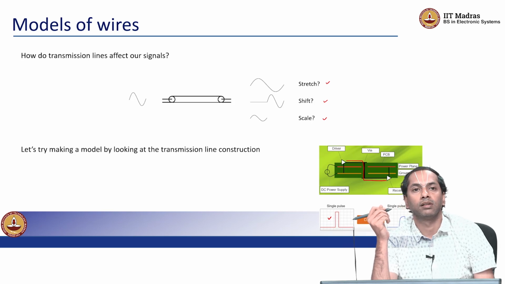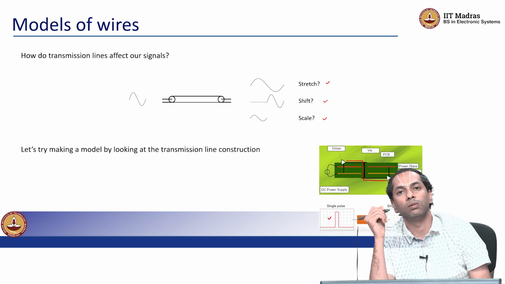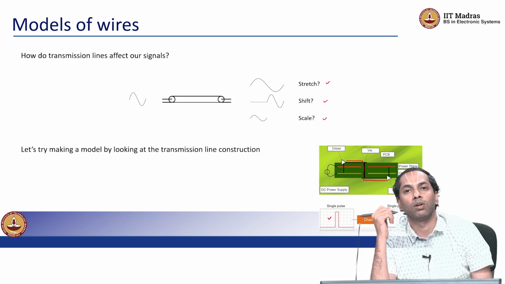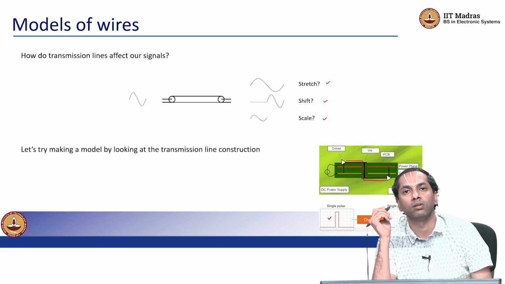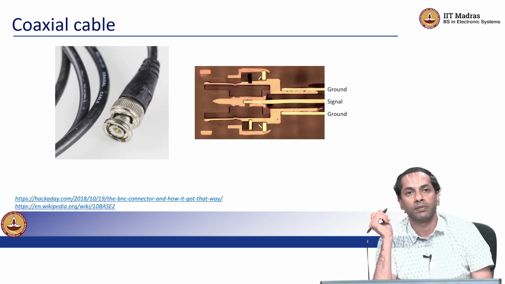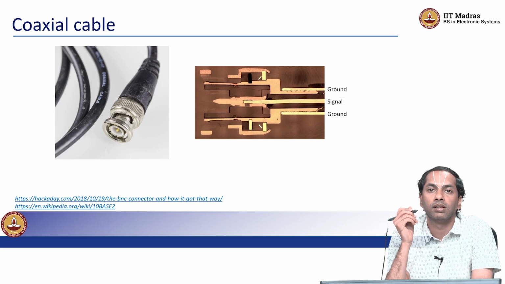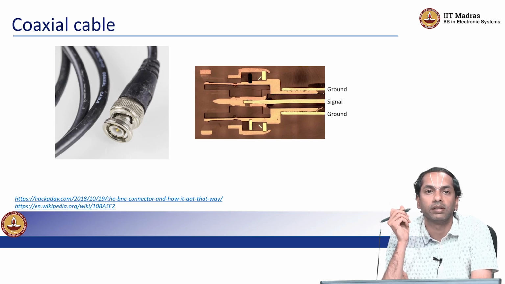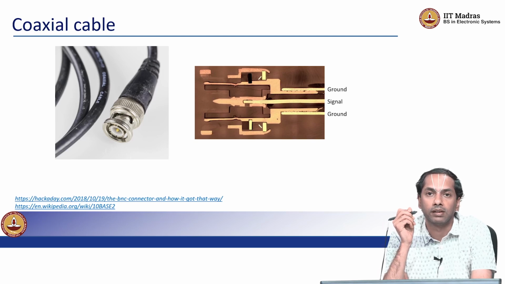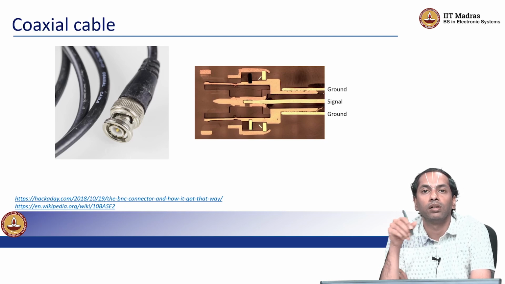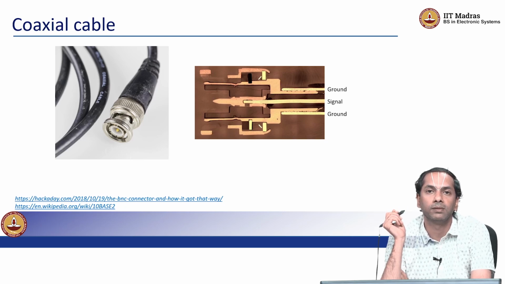So let us start making a model for this, starting from the construction of some of these cables. Let us start with the cable that I used in the capacitor resistor example. I had this kind of a cable. It's called a coaxial cable. I used this cable to essentially connect between the breadboard and the voltage source.